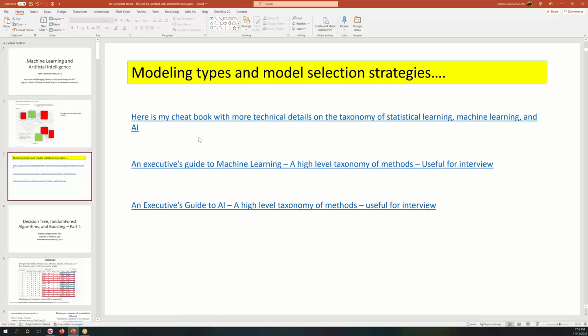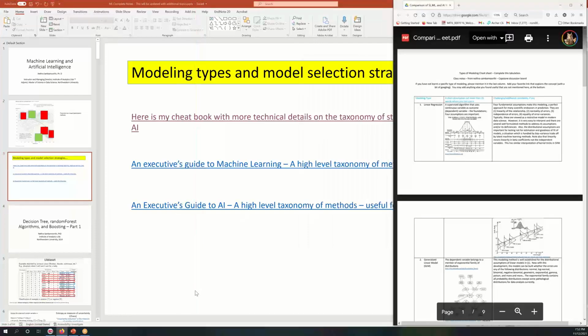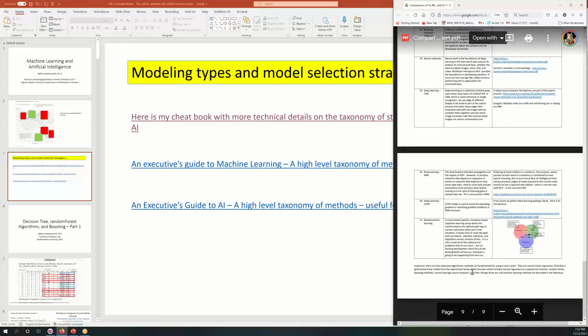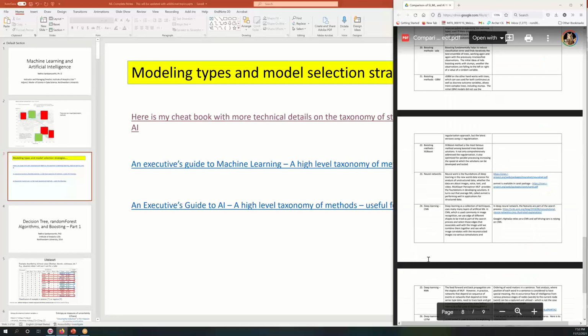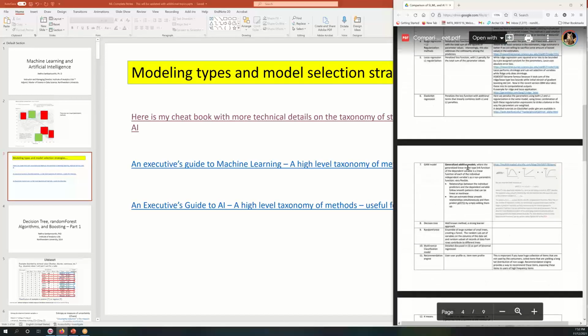And then here are 3 things I want you to take to heart. Here is my cheat book with more technical details on the taxonomy of statistical learning, machine learning, and AI. Okay, if you click on this one, it goes to a place. It's going to be a different screen, so I'm going to drag that to this place. You see this one? Yes. And I have something like 30 methods there, 27 methods, including reinforcement learning and so on. So this is a kind of dictionary. You can just take it, review this, keep it with you.